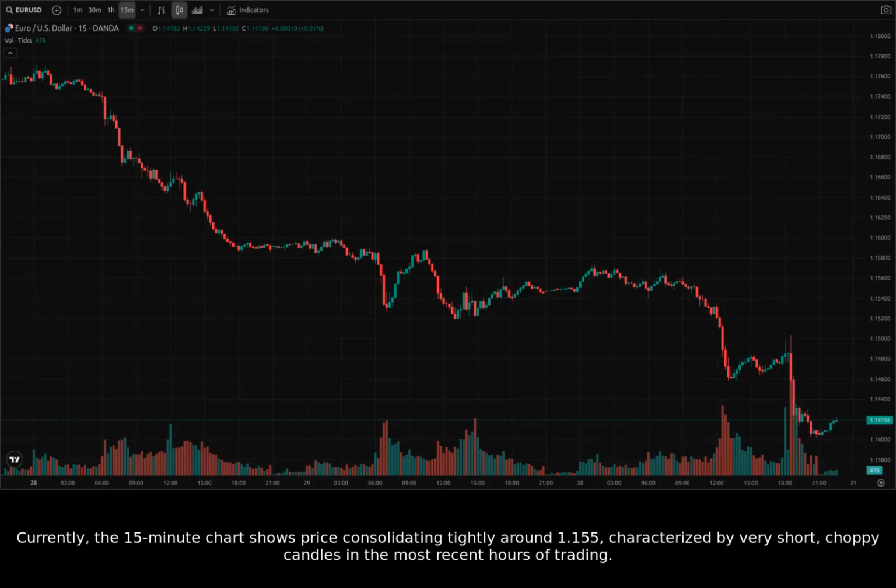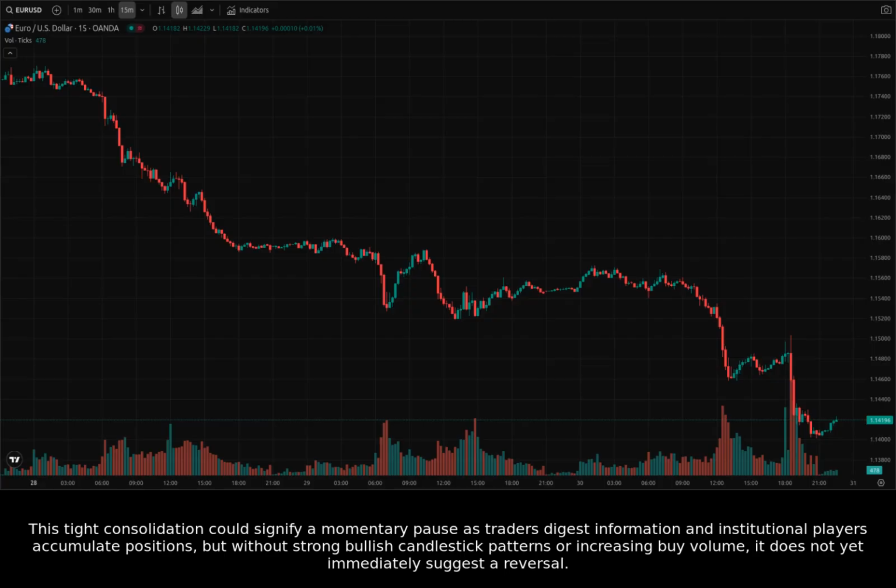Currently, the 15-minute chart shows price consolidating tightly around 1.155, characterized by very short, choppy candles in the most recent hours of trading. This tight consolidation could signify a momentary pause as traders digest information and institutional players accumulate positions, but without strong bullish candlestick patterns or increasing volume. It does not yet immediately suggest a reversal.